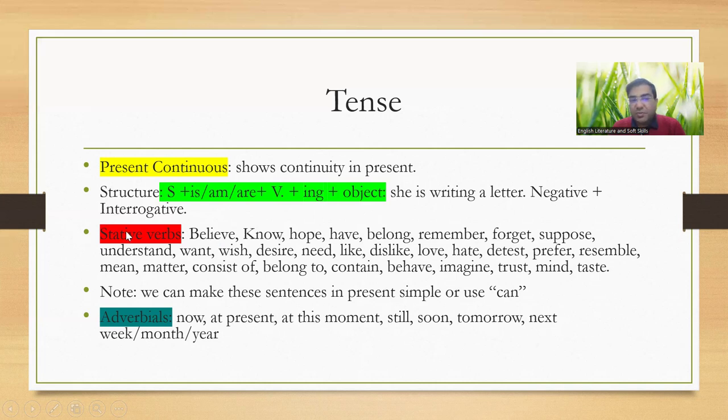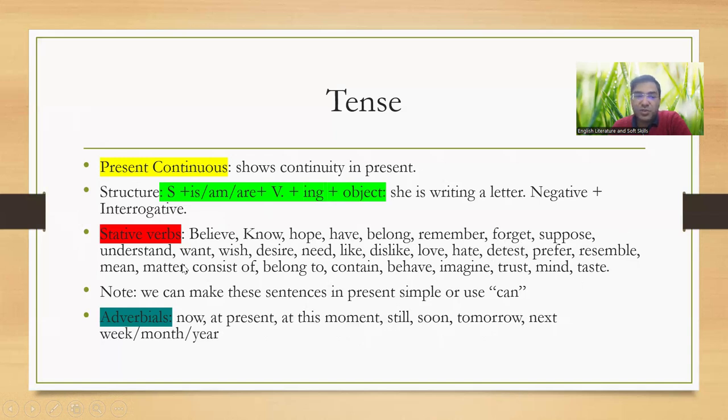Stative verbs are very important verbs. These are verbs which cannot be used in present continuous tense. These are verbs like believing. "I'm believing you" is wrong, unless they are used in some other sense, but not in the general sense. These verbs are not used in present continuous tense: I'm knowing you, I'm hoping you, I'm having this letter, I'm belonging you, I'm remembering you. These are wrong sentences.